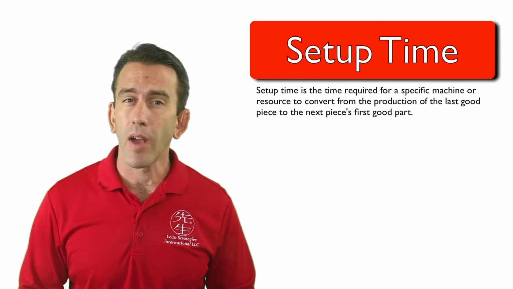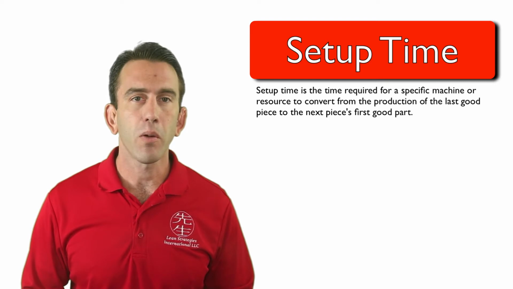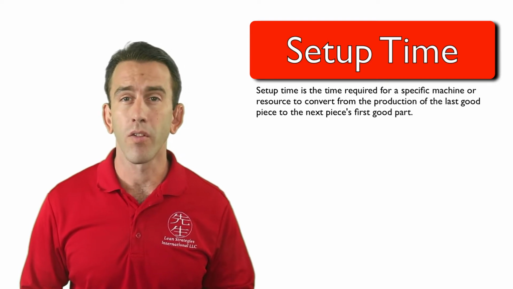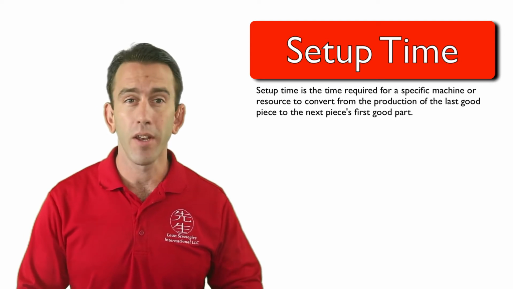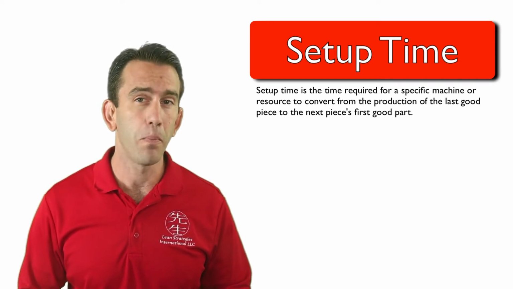The just-in-time system wants the right part at the right time and in the right amount. To meet this goal, companies must improve their setup times. Setup time is the time required for a specific machine or resource to convert from the production of the last good piece to the next piece's first good part.